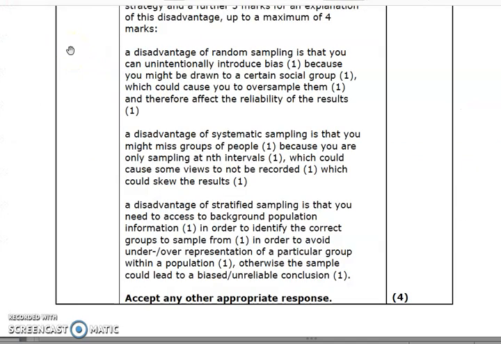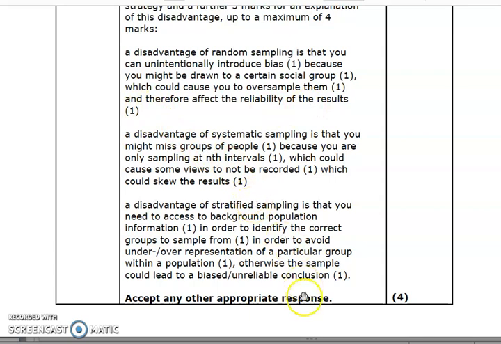So this question was really about you understanding the advantages or disadvantages in particular of different sampling techniques when carrying out interviews or when studying sampling people. So you can see here, a disadvantage of random sampling is possible unintentional bias because you might be drawn to different groups. So there's one connective, which, another connective, could cause you to oversample them and therefore affect the reliability.